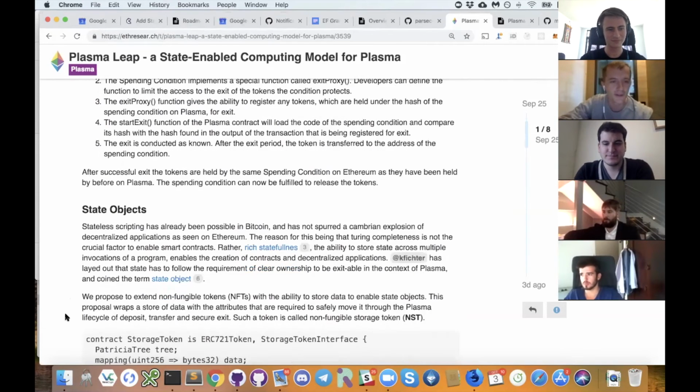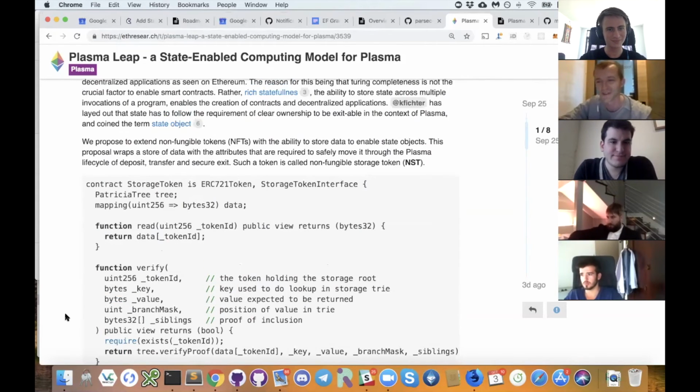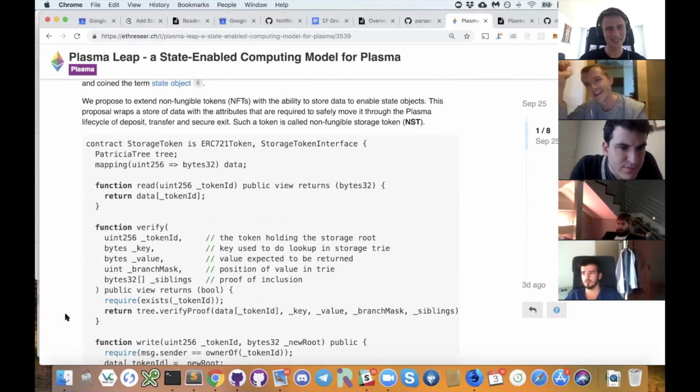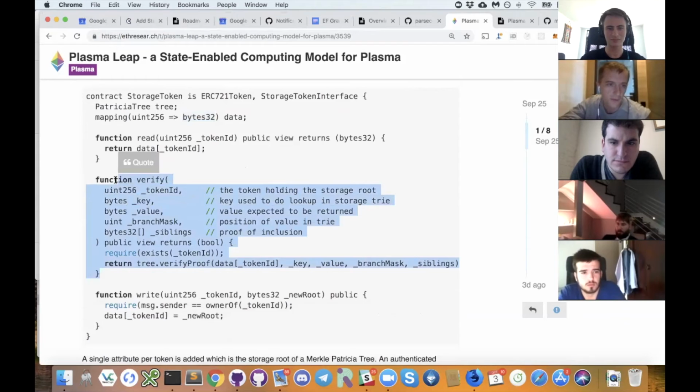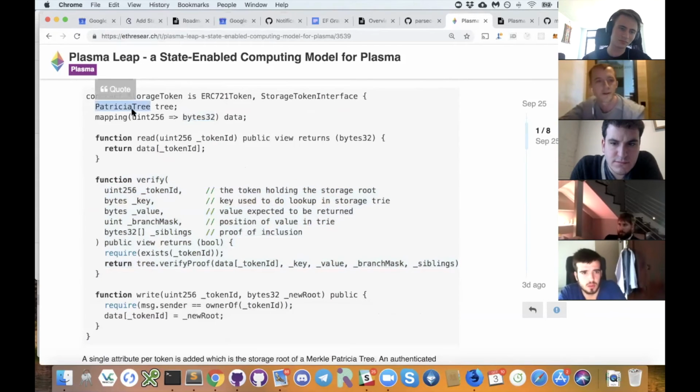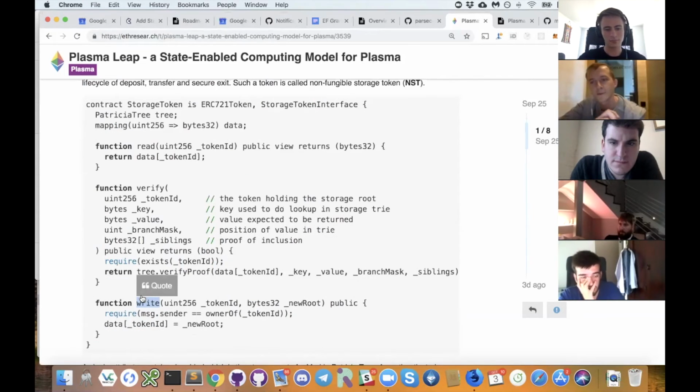So we've gone back and we introduced a thing that is called the non-fungible storage token. The non-fungible storage token is basically like a CryptoKitty where you can change the color of the kitty during the lifetime of it. There is one additional 32 bytes field, and that is a Merkle Patricia tree root. You can read from it. That doesn't help you. You actually need to verify that something is included in the chain. So we've used the Patricia tree implementation by Andreas Olofsson and just plugged that in. And you can update that Merkle root. This way we bring storage back to the spending conditions, so to the scripts. So now these live as first class citizens, as non-fungible tokens in the MVP Plasma chain.